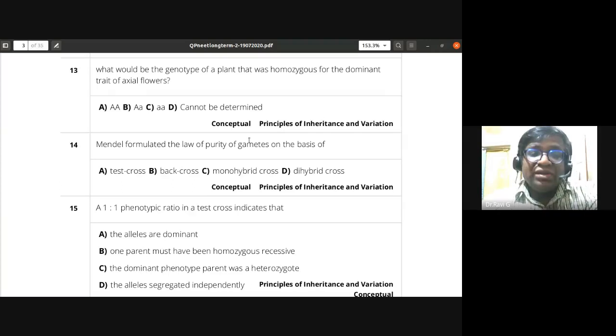15th one, a 1:1 phenotypic ratio in a test cross indicates that the unknown plant is heterozygous. The options: the alleles are dominant; one parent must have been homozygous recessive; the dominant phenotype parent was a heterozygote; the alleles segregated independently. C is the answer. When you get a result of test cross 1:1, then it indicates the dominant phenotype parent was a heterozygous parent. So C is the answer. The dominant phenotype parent was heterozygote.